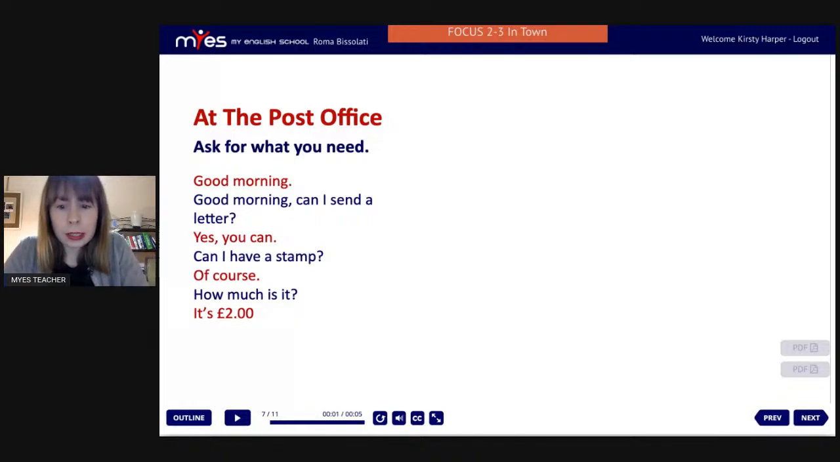How much is it? It means the stamp. But you can also say how much is a stamp? if you want to be specific. Okay, now you can say special delivery. No, you can't because it's finished. A question, do you have any stamps? Oh my goodness. It's £3. Are you joking? Do you have any cheaper stamps?